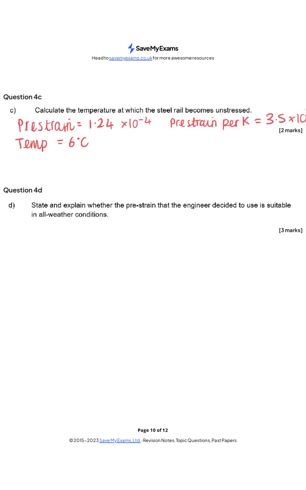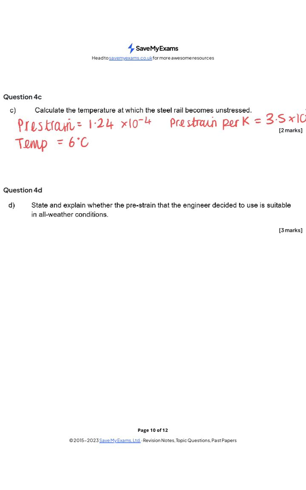Question 3c, calculate the temperature at which the steel rail becomes unstressed. I found this quite a hard one to get my head around at the beginning, but it's not too bad. First thing we're going to do is ignore the temperature they've given us, even though I've just written that down as 6 degrees C, and look at the pre-strain and the pre-strain per K. We've been told what the pre-strain is, and we know how much happens per Kelvin. That's a way of measuring temperature, just like degrees C.